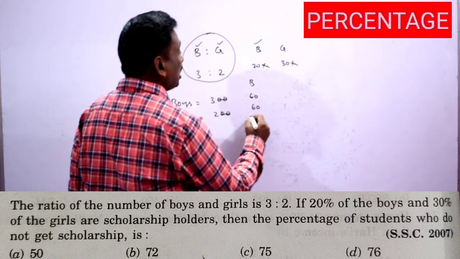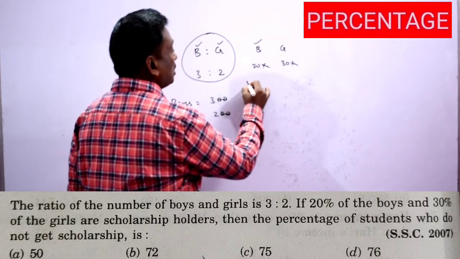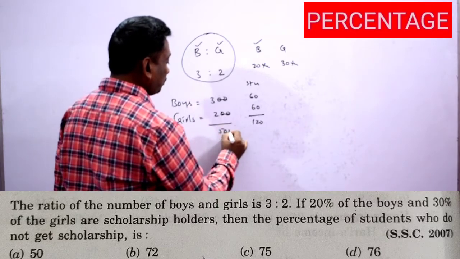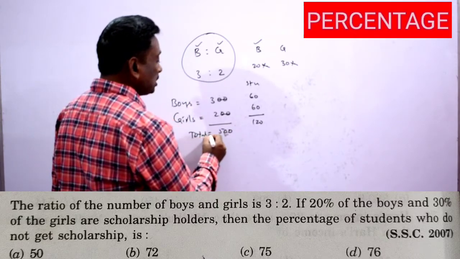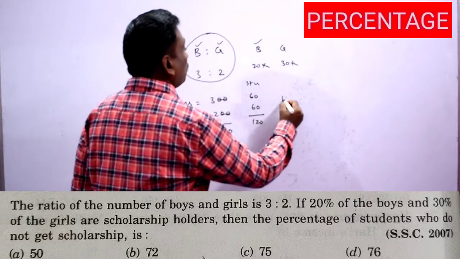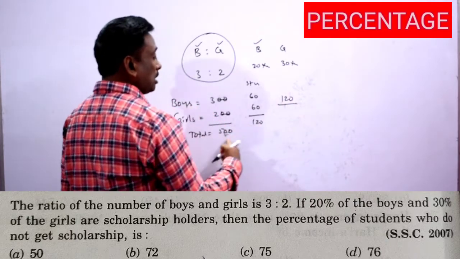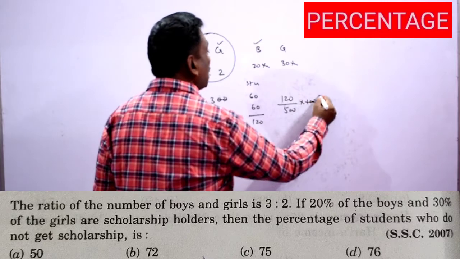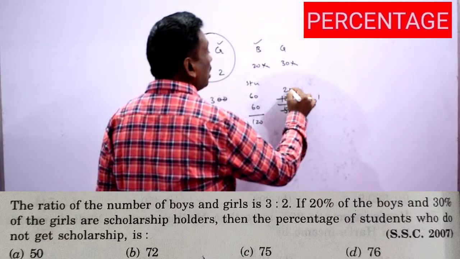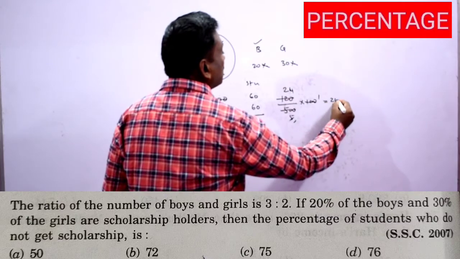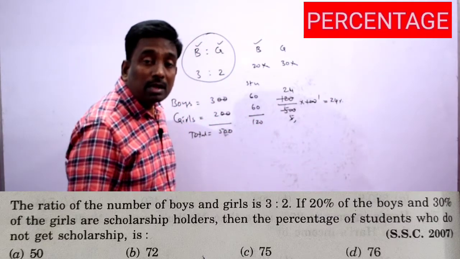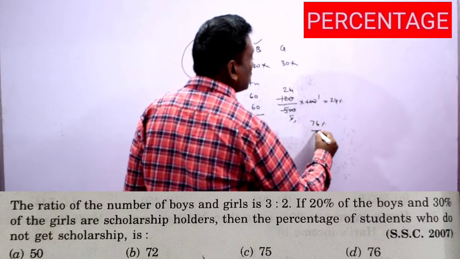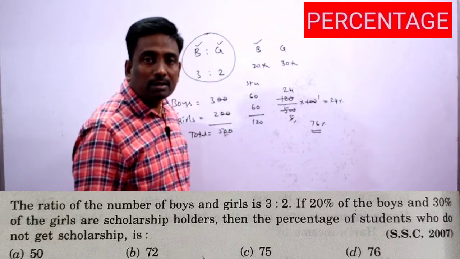Based on that, we can say that total 120 students are scholarship holders out of 500. This is the total number of students and the total number of scholarship holders. Based on this, you have to find how many students get this scholarship. 24 percentage of the students are scholarship holders out of 100%. Remaining is how much? 76 percentage of the students are not the scholarship holders.